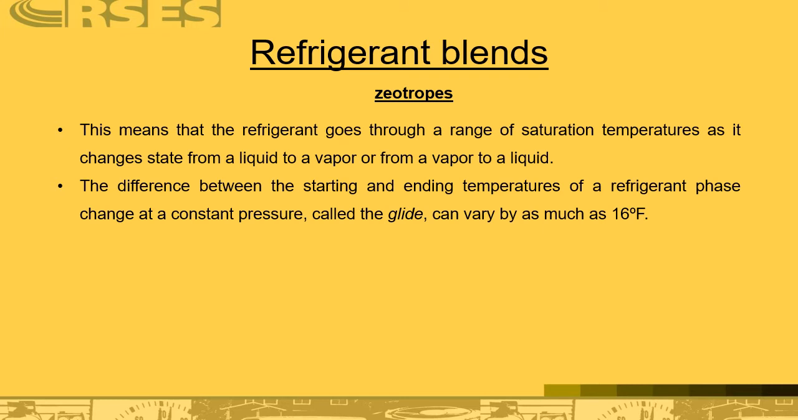Zeotropes mean the refrigerant goes through a range of saturation temperatures as it changes state from a liquid to a vapor or from a vapor to a liquid. The difference between the starting and ending temperatures of the refrigerant phase change at a constant pressure is called the glide factor, which can vary as much as 16 degrees Fahrenheit.